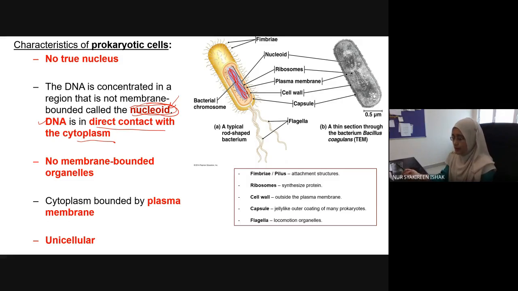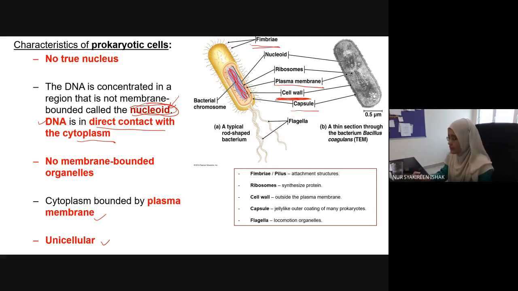No mitochondria, no chloroplast. For example, the cytoplasm is bounded by the plasma membrane, and they are unicellular. As you can see from the diagram, they have several walls. They have the plasma membrane to separate the inside of the cell from the outside, and after this plasma membrane you have the cell wall. The bacteria will have a cell wall, and then it is surrounded by a capsule. And also they have a membrane.